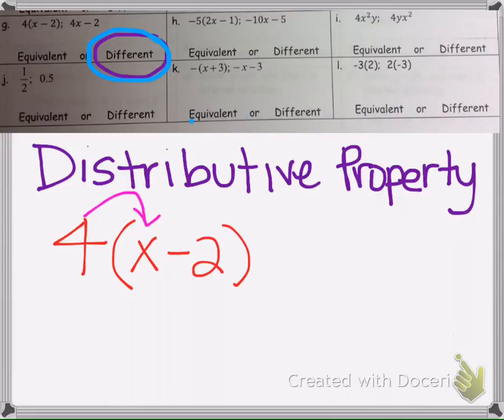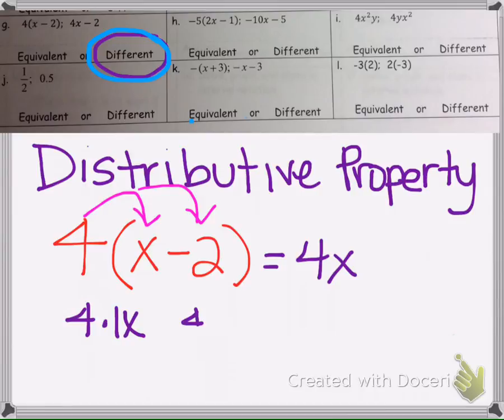then we multiply it to each term inside the parenthesis. So here we have 4 times x, so 4 times 1x is 4x, and then we have 4 times a negative 2, which is negative 8. So we write it as 4x minus 8.